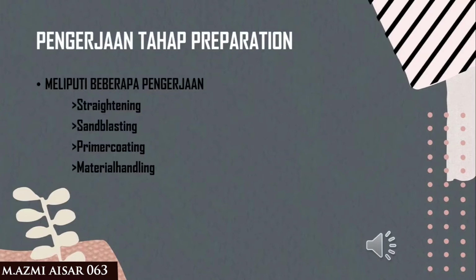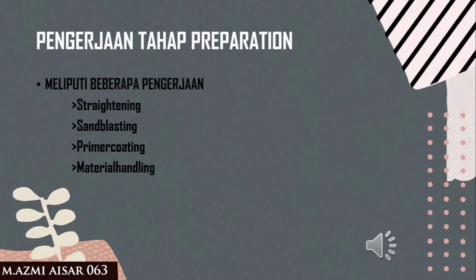First is the preparation process. The preparation process is divided into several steps. The first step is straightening. Straightening is the step of straightening the plate to facilitate the next process. The second is sandblasting. Sandblasting is a process of cleaning the surface by firing sand particles onto a material surface, causing friction or collision. Then the surface becomes clean and raw.